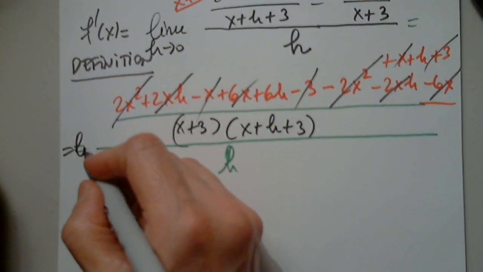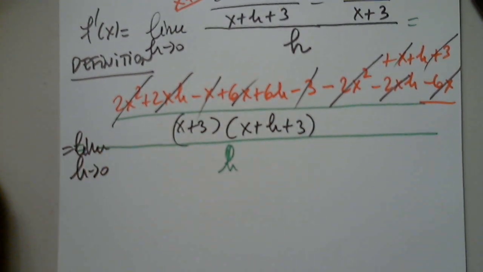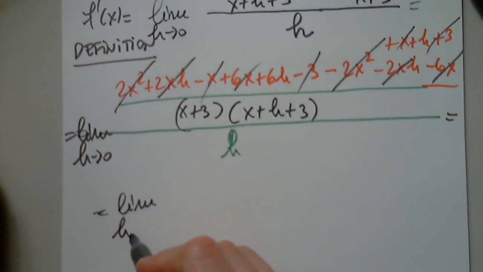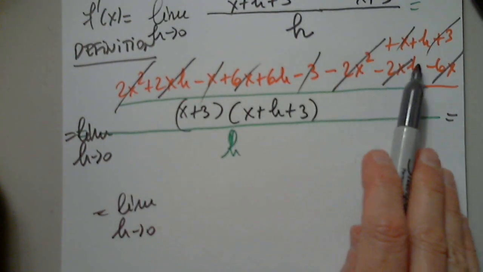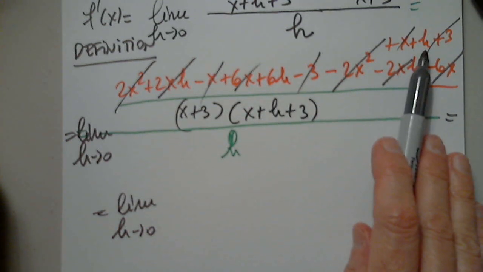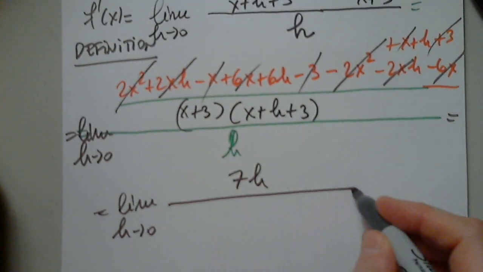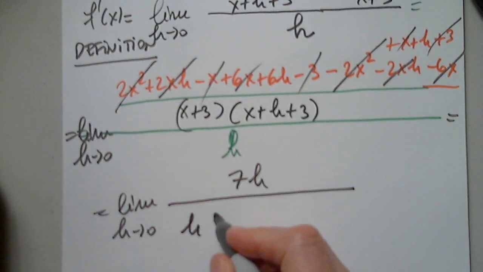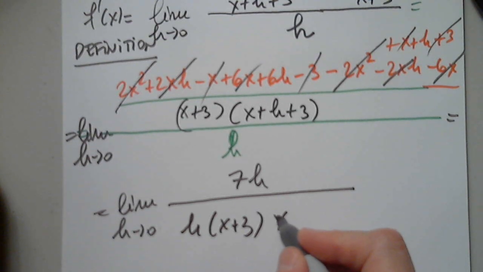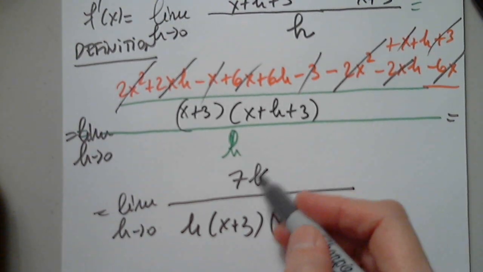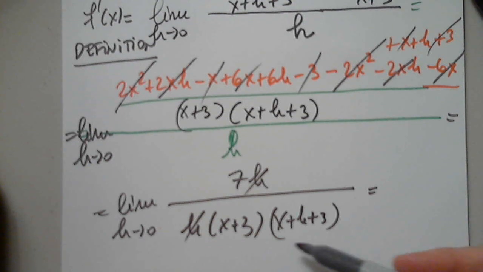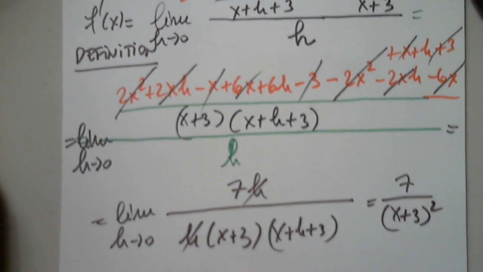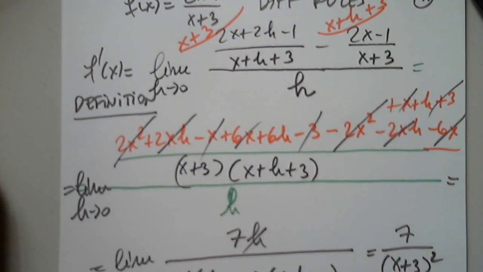So don't drop the limit operator because we haven't applied it yet. So this is the limit as h approaches 0. And you see the remainder is just 7h over, and I have to flip h into 1 over h. So h, x plus 3, x plus h plus 3. I simplify, and when I plug in h equals 0, I get 7 over x plus 3 squared. So this looks big, but should take you only 3 minutes.